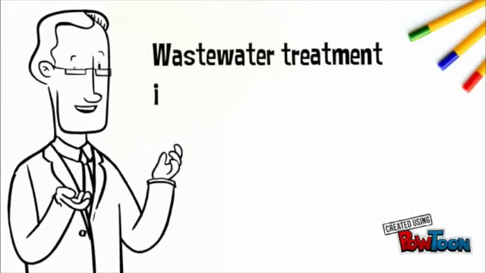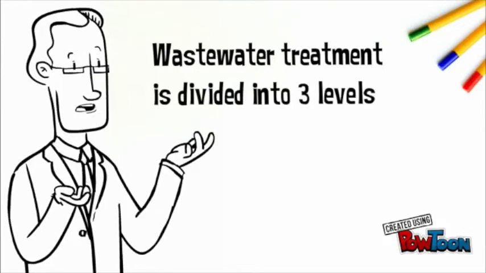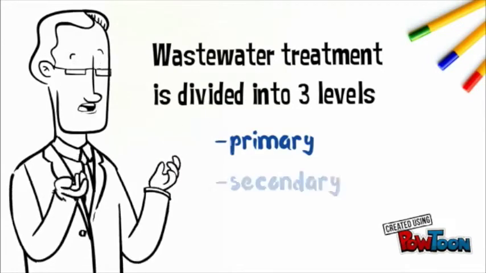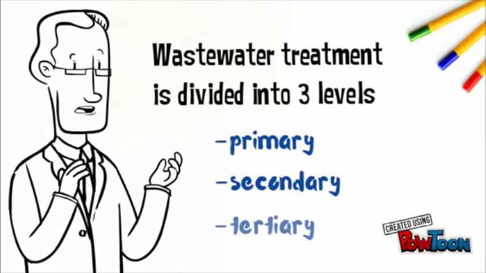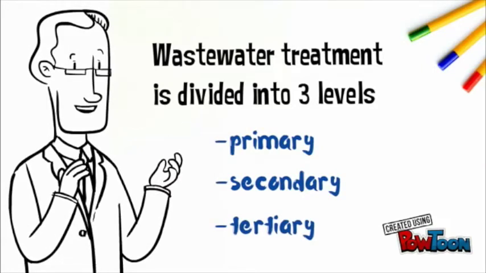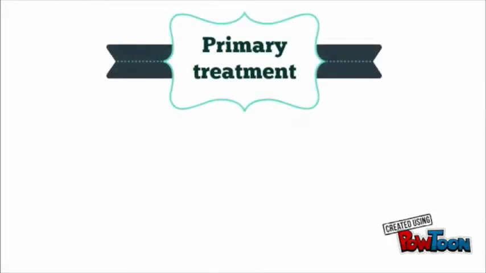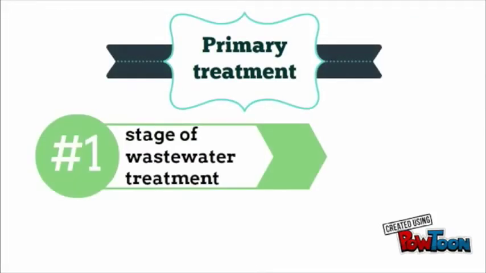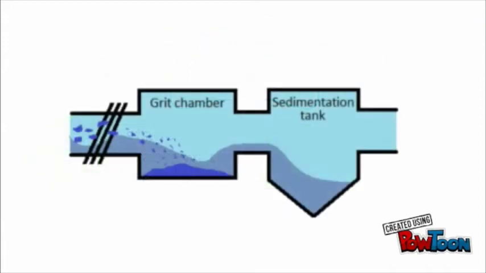Widely used wastewater treatment is divided into 3 levels: primary, secondary, and tertiary treatment. Primary treatment is the first stage of wastewater treatment. Primary treatment is designed to remove gross suspended and floating solids from raw sewage.